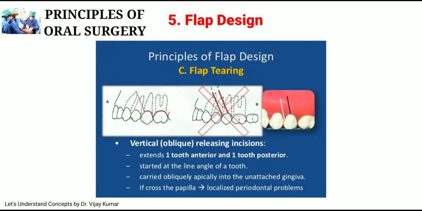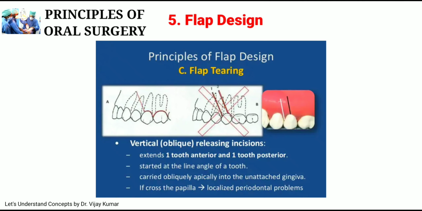Then we come to the third complication, which is flap tearing. You prevent it by making a clean, sharp incision penetrating the entire mucoperiosteum. You have to penetrate the entire mucoperiosteum if the flap is being reflected over the bone.